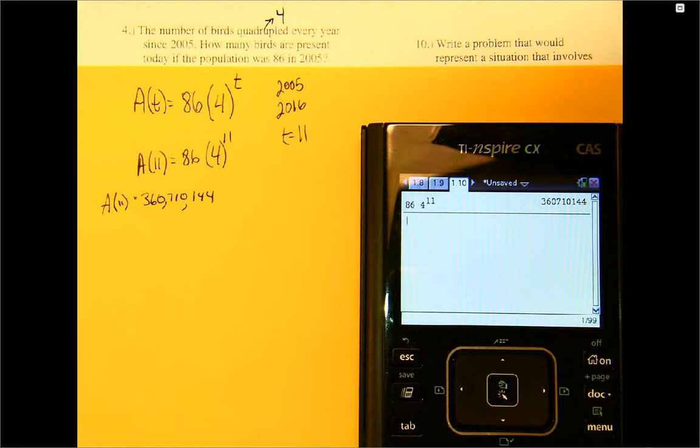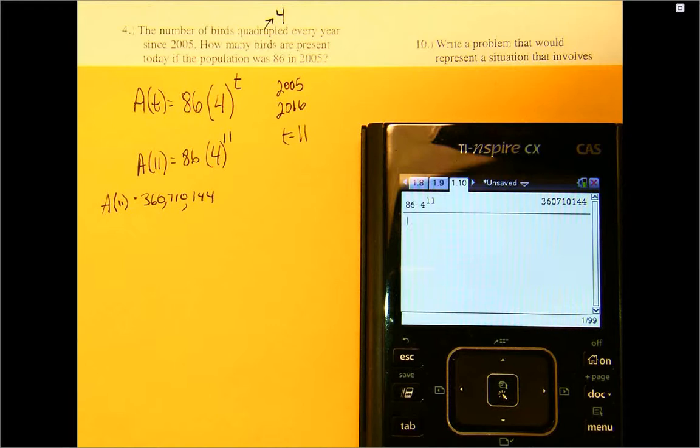The question was, you have 86 birds in 2005, and they quadruple every year. And so after 11 years, you multiply it by 4, then by 4, then by 4, then by 4, then by 4, then by 4, and eventually it goes super fast. Yes.